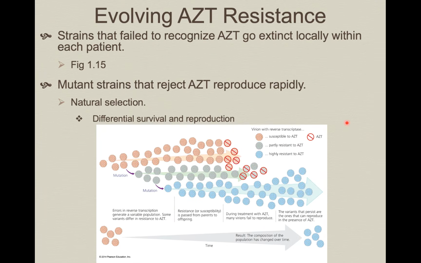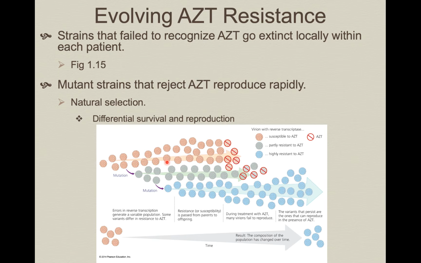Here's a graphic that basically shows that. We start off with viruses that are susceptible to AZT. If you get a mutation that makes one a little bit resistant, it's going to increase in frequency compared to the original strain, which is eventually going to go extinct. It may persist longer, but if it also gets a mutation that is highly resistant to AZT, then that is going to sweep to fixation in the population.